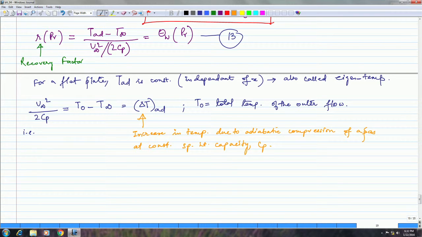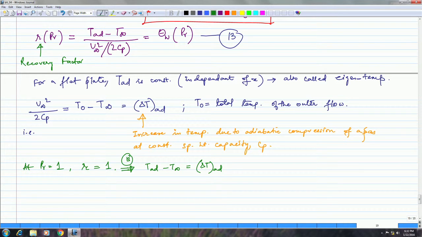Of course, now at Prandtl number 1, the recovery factor is also equal to 1. From 13, I can see that T_ad minus T infinity is equal to this, which means that the increase in the wall temperature due to viscous dissipation is equal to the increase in the temperature due to adiabatic compression. It's exactly the same.